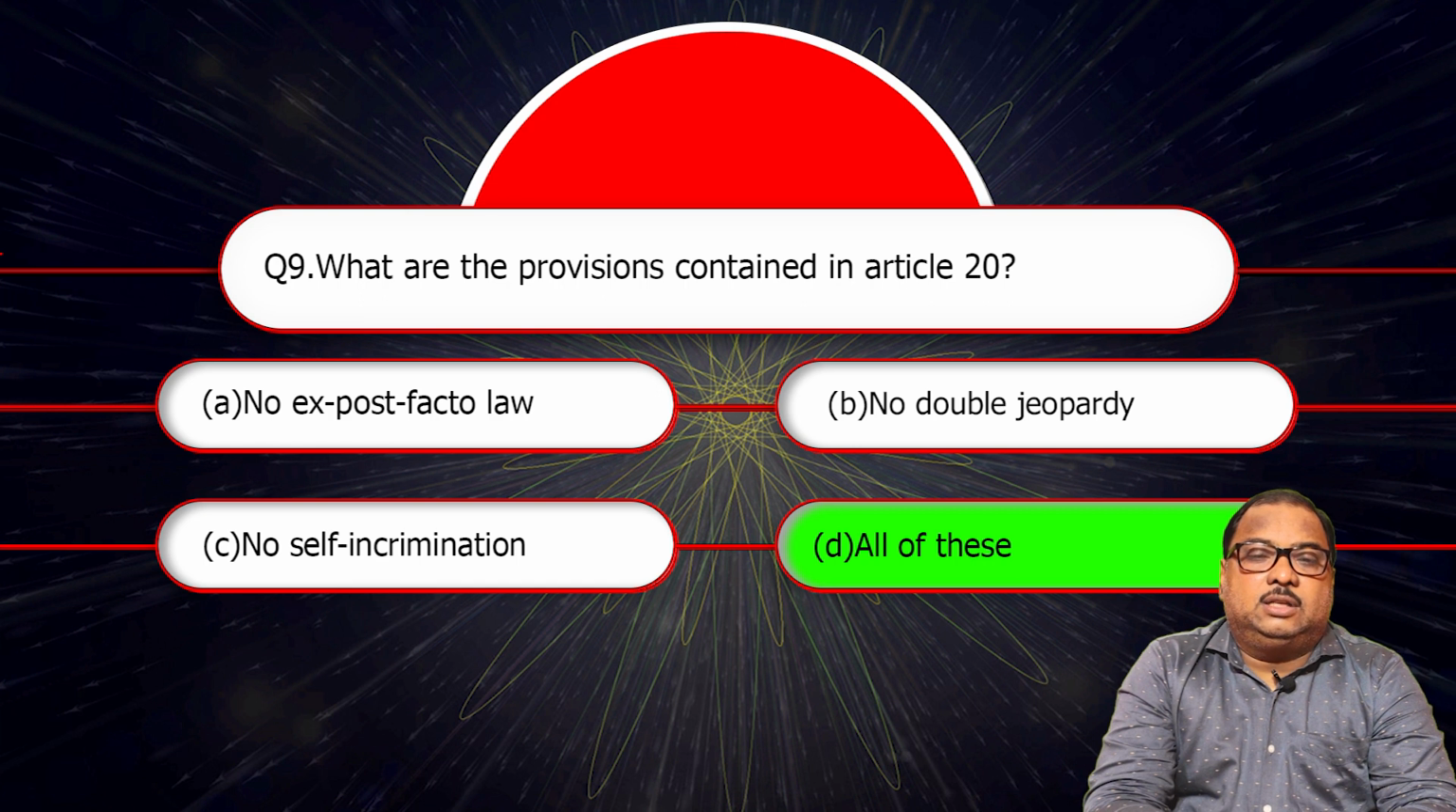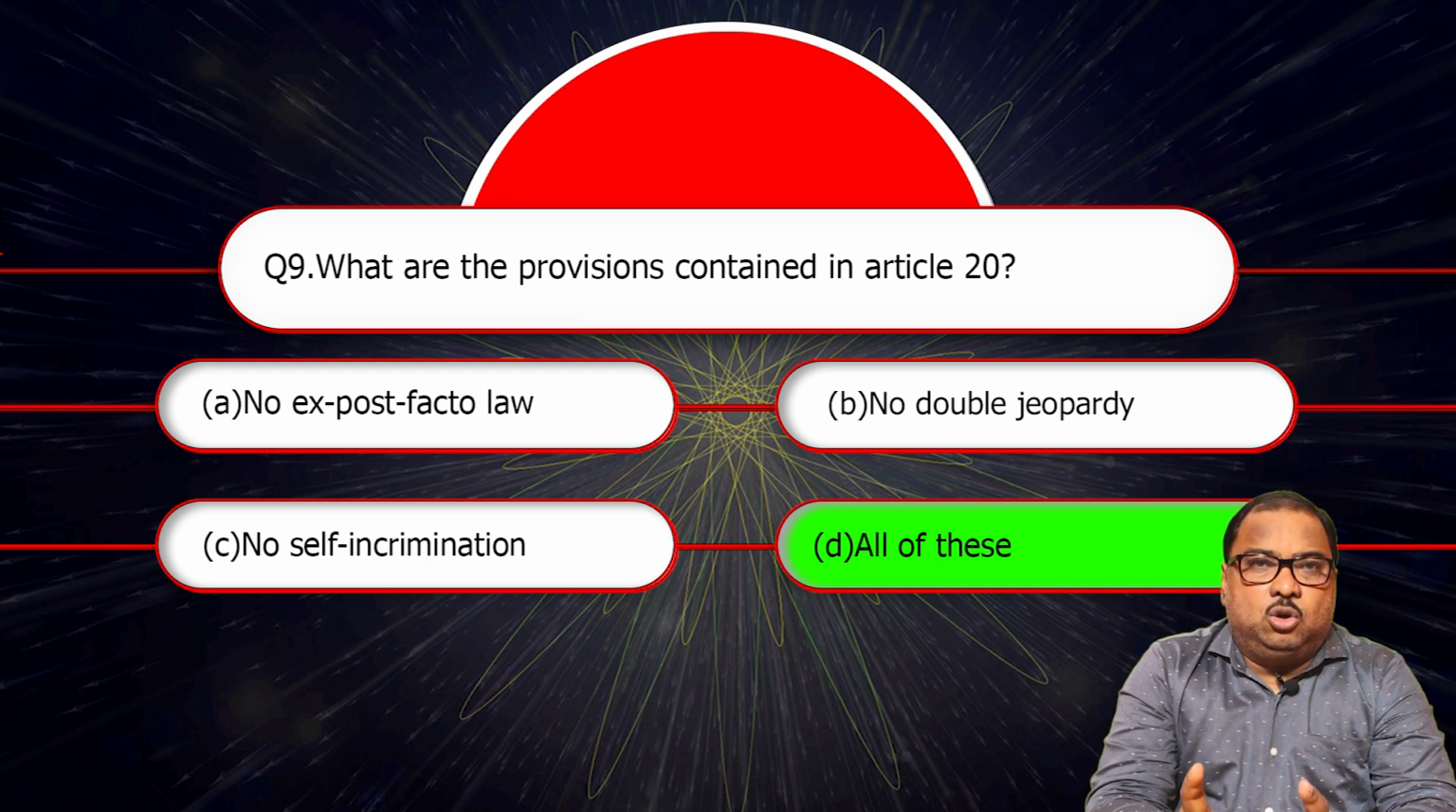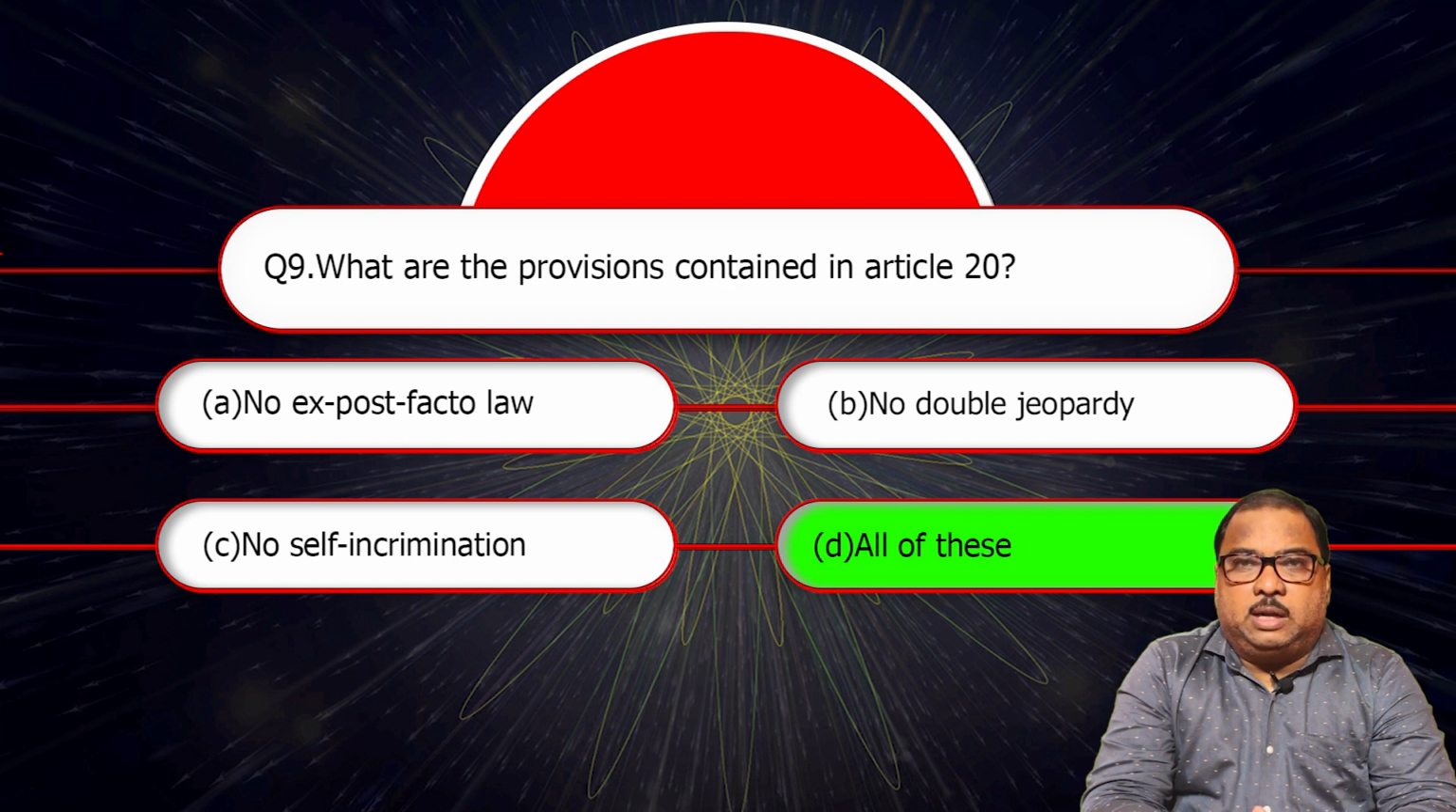Now the correct answer is all of these. Under Article 20, you will be given some immunity. What are those immunities? Number 1, no ex post facto law, number 2, no double jeopardy, and number 3, no self-incrimination. Then let us move on to our next question.